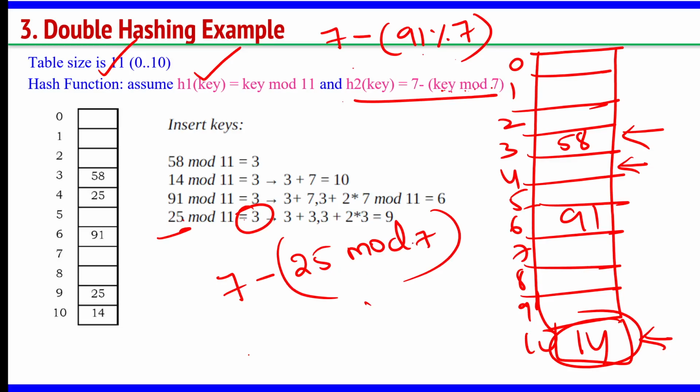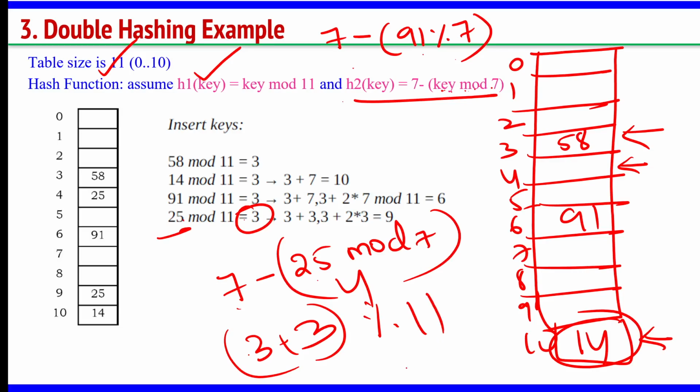25 mod 7 will give me 7 3 is 21, remainder is 4. 7 minus 4 is 3. So, 3 plus 3 mod 11 you do. 3 plus 3 mod 11, 6 mod 11 is 6. 6 is also again occupied.